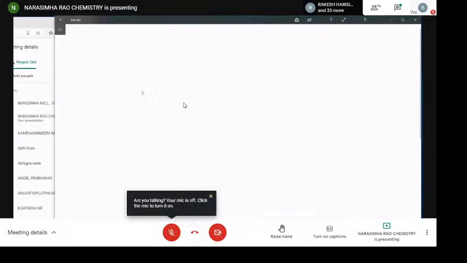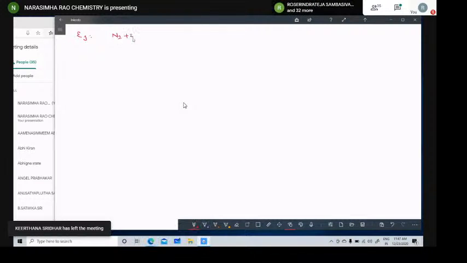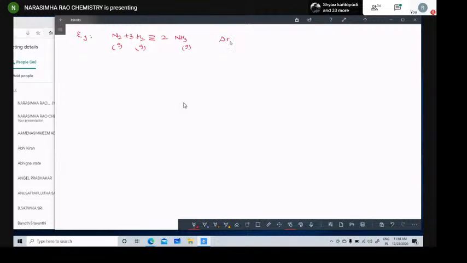Right, children, another example I am taking: N2 + 3H2 is in equilibrium with 2NH3. This is gaseous, this is also gaseous, this is also gaseous. Now, delta n is equal to products minus reactants: 2 moles minus (3 plus 1), 4 moles, which is equal to minus 2.